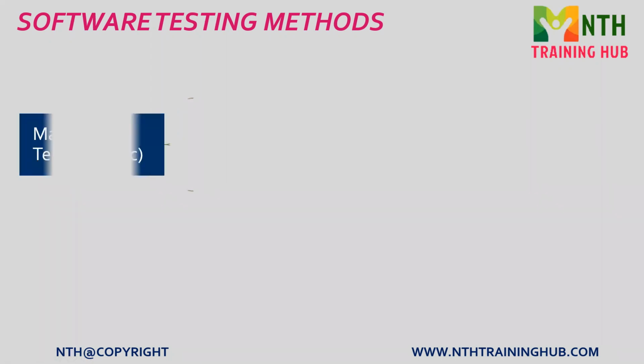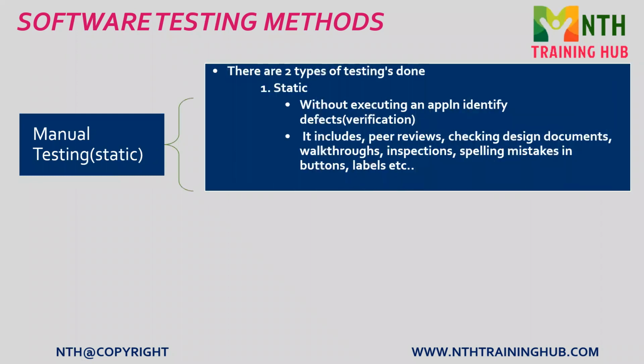Now, there are some more things we have to understand about manual testing strategies. In manual testing strategies, static testing will happen. Static means it's not dynamic. Very basic static functionality can be tested. All types of test cases cannot be tested using manual testing. So here, identifying defects without executing an application is called verification, isn't it?